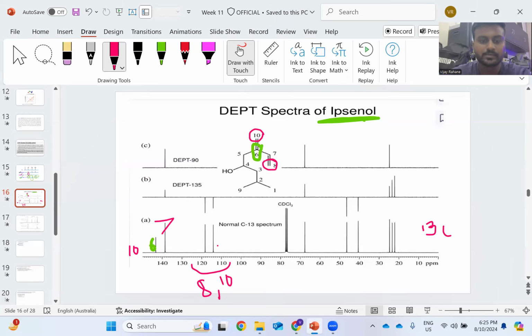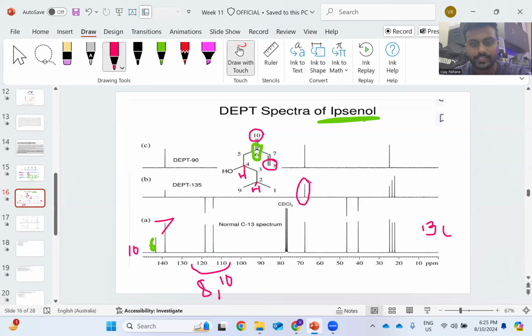Not sure which is which, but among these two, this is the signal due to the terminal CH2 of this olefin. Again, in the aliphatic region around 68 ppm, there is a signal shown in the positive direction. What does it indicate? It might be due to CH or CH3, right? So this is definitely due to a CH. Which CH? Here there is one CH, here is also another CH, and here also one CH there should be, and here also one CH.